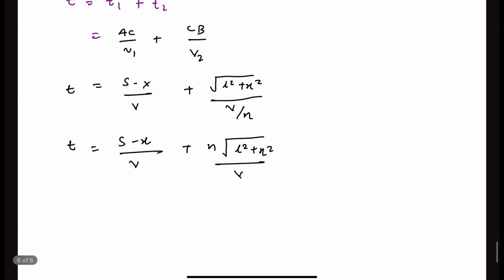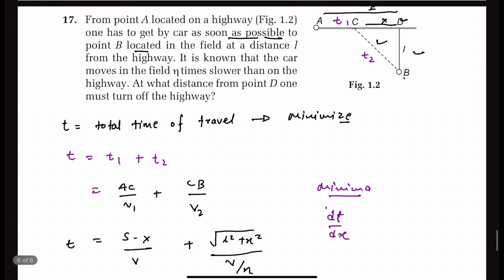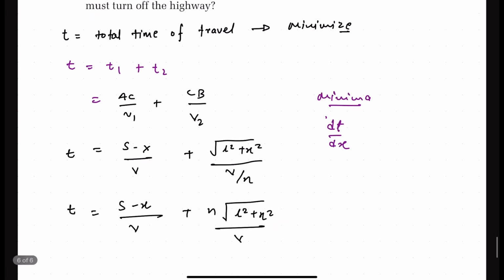Okay, so how to calculate the minima? The approach for the minima, as you know, is that we differentiate the function. We have the function of time, so we differentiate with respect to the variable. Who is the variable over here? X is the variable. The point of taking the turn is the variable. I can take the turn here, I can take the turn at point A, or I can take the turn at point D. That depends on me, so that's why X is the variable. So I will calculate dT by dX and equate it to 0.